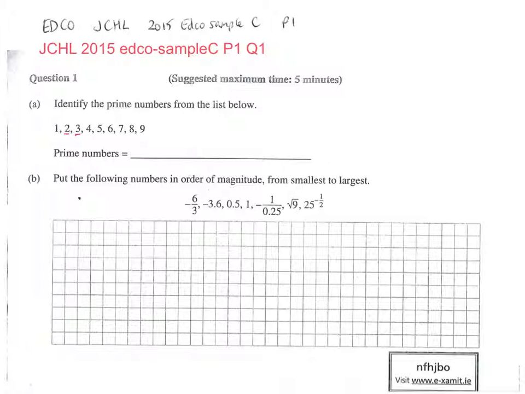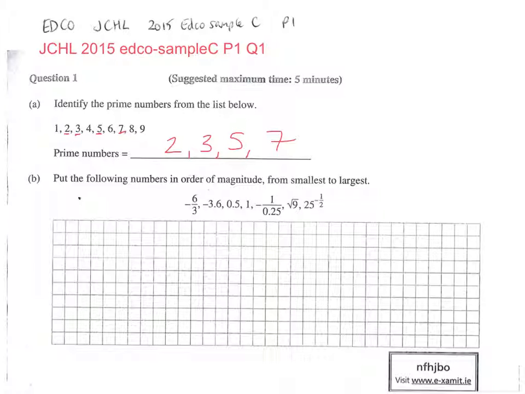Next number is 5. 5 is 5 times 1. 6, because it's 3 times 2. Because 6 can be divided by 3 and 2, it's not a prime number. 7 is 7 times 1. 8, unfortunately, not only is it 8 times 1, it's also 2 times 4, so it's not a prime number. And 9 is not a prime number because not only is it 9 times 1, it's also 3 times 3. So our final answer is just 2, 3, 5, and 7.